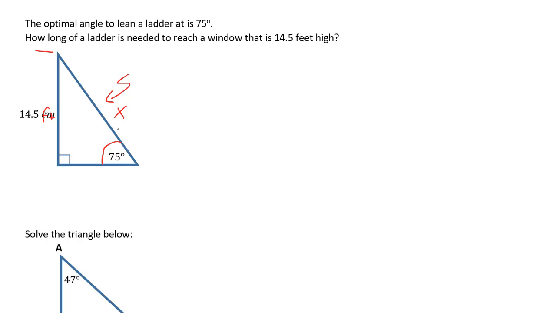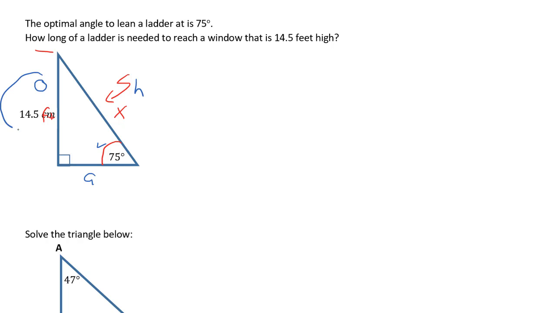So I'm going to represent the length of the ladder by x. First step when we're using trig ratios is to label our right angled triangle. So since this is the angle that we're focused on, this is going to be the opposite side, this is the adjacent, and the hypotenuse is right here.